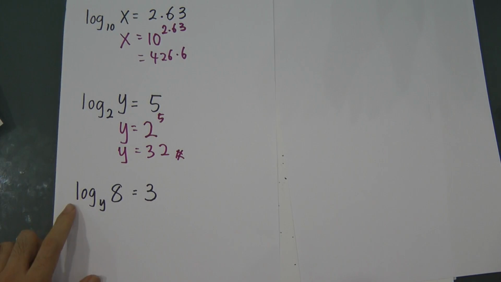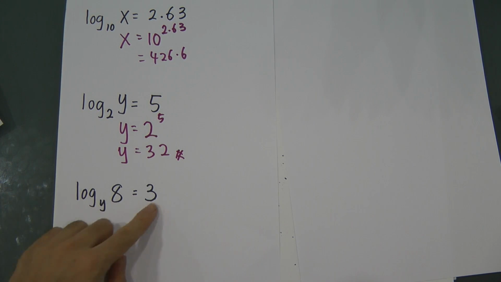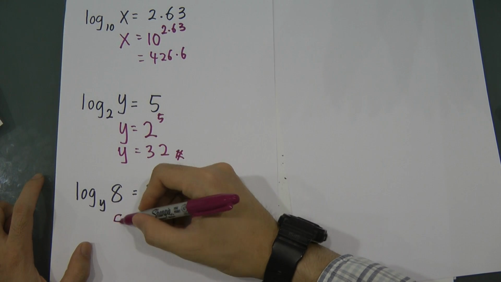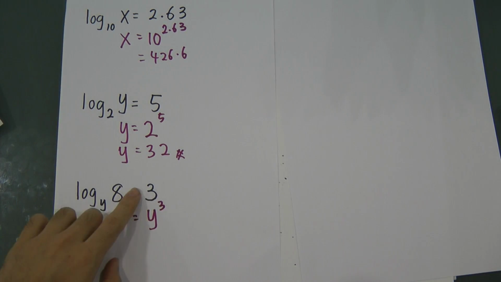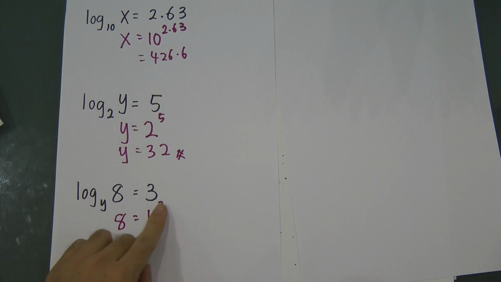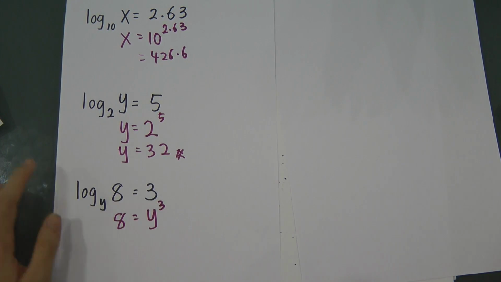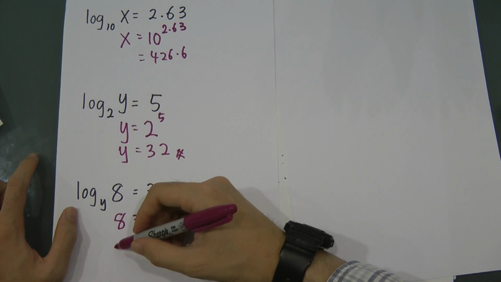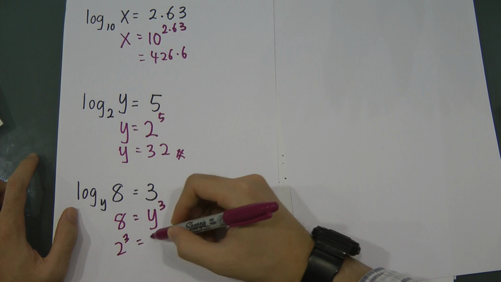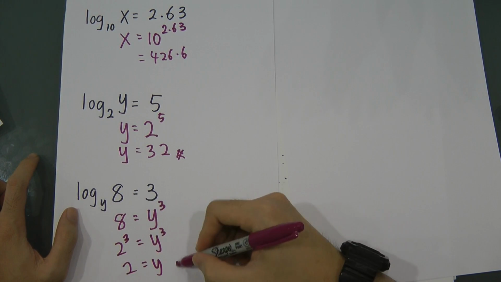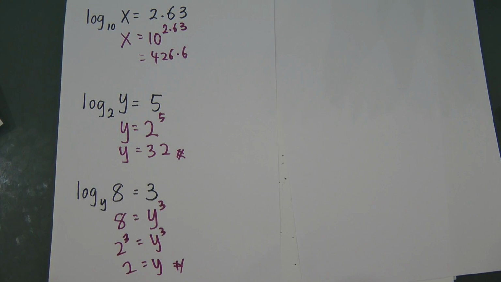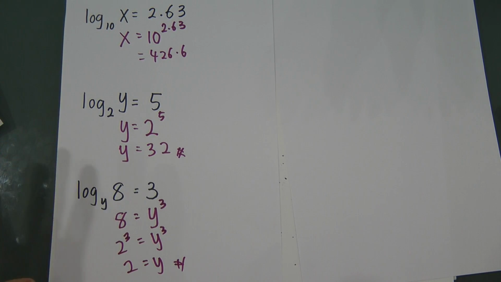Like this one, now the base is y. If I move the log base y to the other side, I get 8 equals y power of 3, because 3 becomes the power. Then we want to find y. We know 8 is 2 power of 3, which equals y power of 3, so y equals 2. That's all. I hope you can understand this one, not really hard.